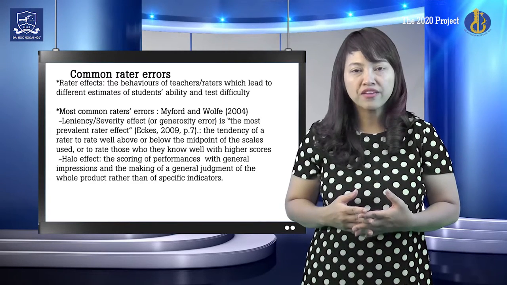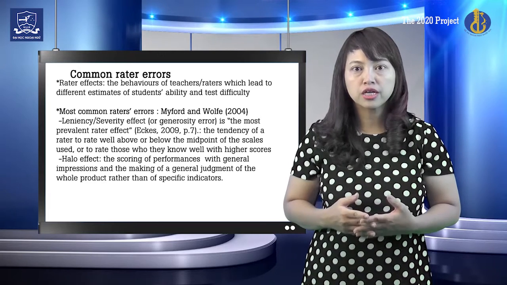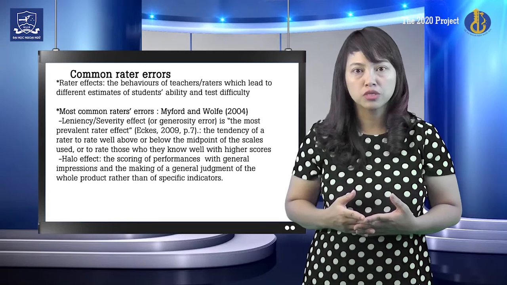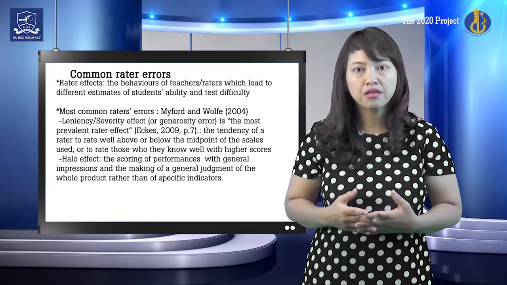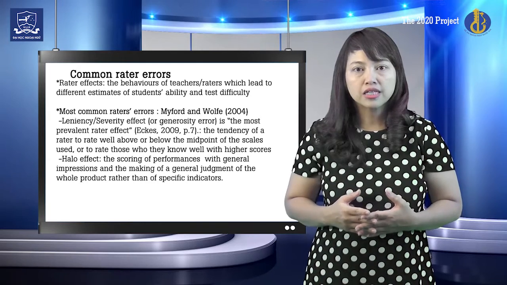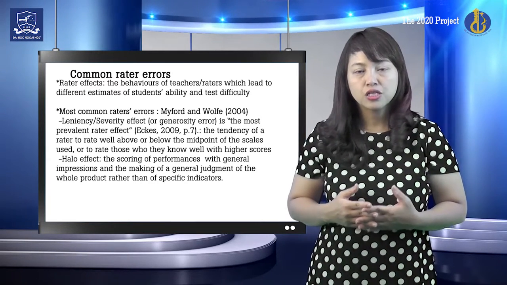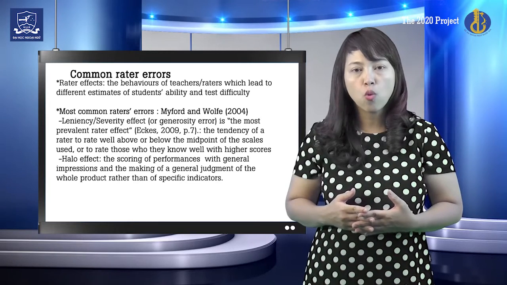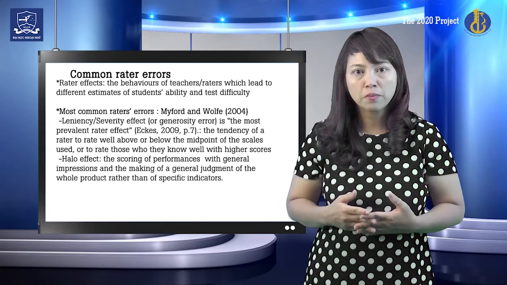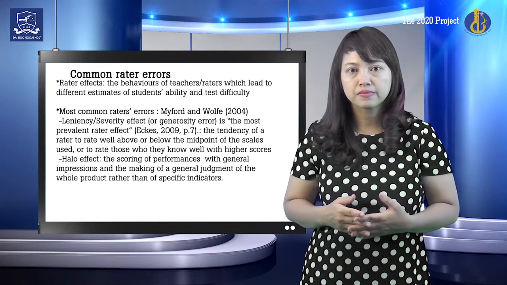Next, halo effect is the scoring of performances with general impressions and the making of a general judgment of the whole product rather than of specific indicators. Raters may fail to discriminate student performances, judge them against only one out of many indicators, or only grant one particular rating in different indicators.